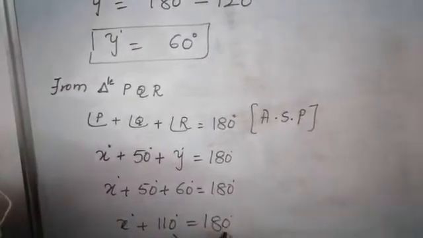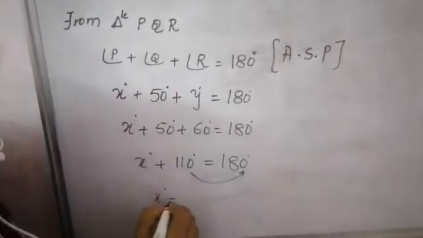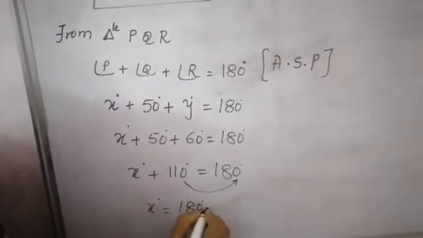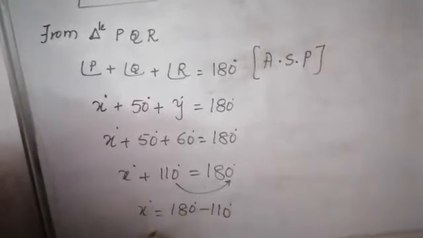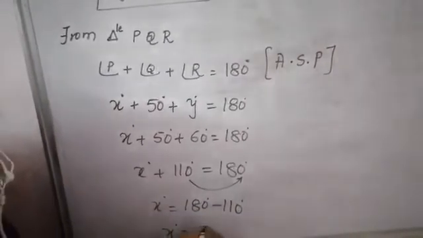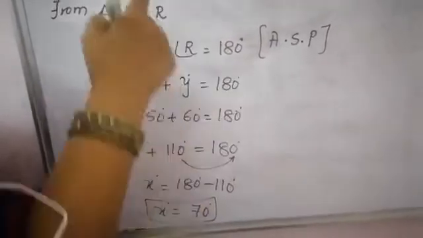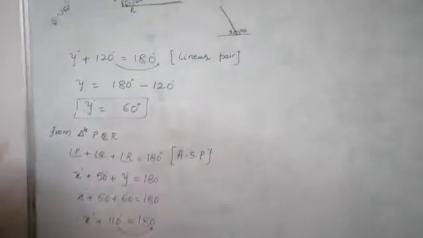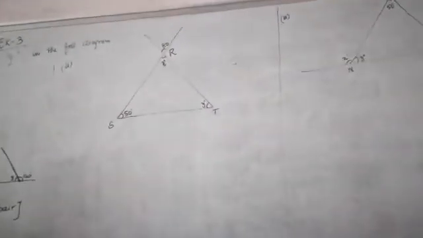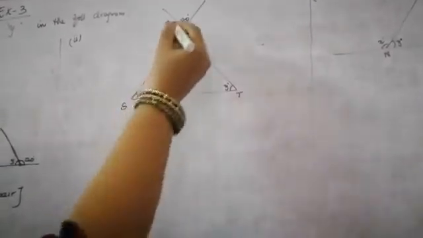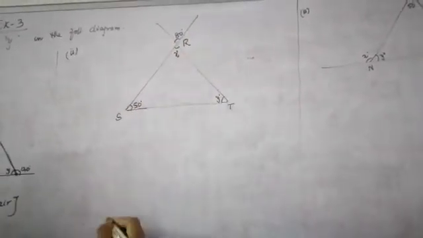Send this plus 110 to that side. X is equal to 180 minus 110 degrees. So x is equal to 70 degrees. We got x as 70 and y as 60 degrees. So he is asking you to find unknown x and y. We got it. Okay, fine. Now here, bit number 2. See the figure, children.